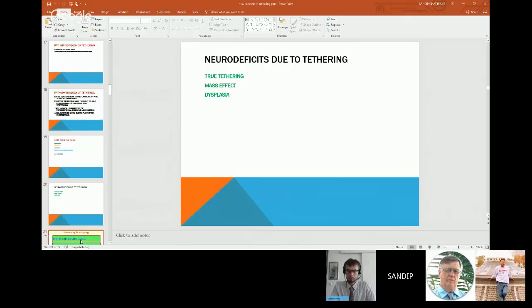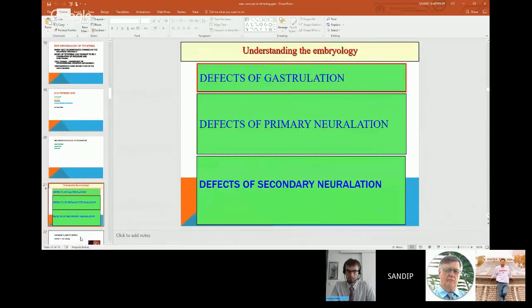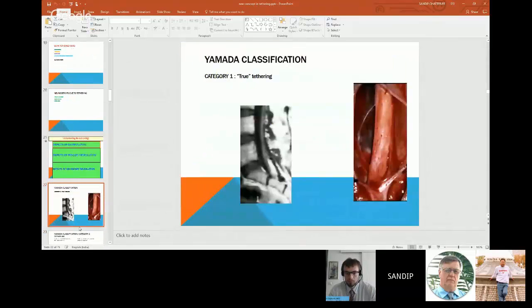Let's try and understand the embryology that causes the dystrophic lesions. Fundamentally, there are 3 defects that occur in embryology that leads to these lesions. You can have defects of gastrulation, which is the formation of the three layers of the embryo. You can have defects of the two neural folds getting together, the defects of primary neurulation, and of course you can have defects of secondary neurulation. Interestingly, Professor Yamada has the most scientific classification of these dystrophic tethered lesions.